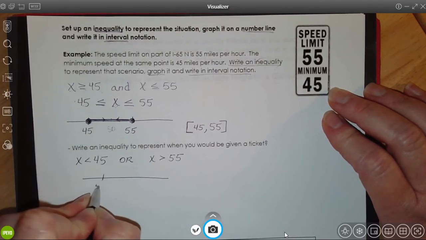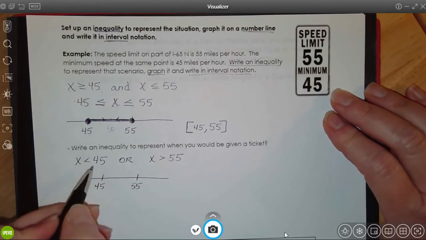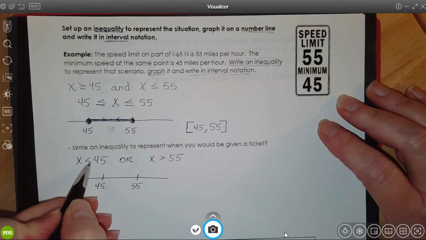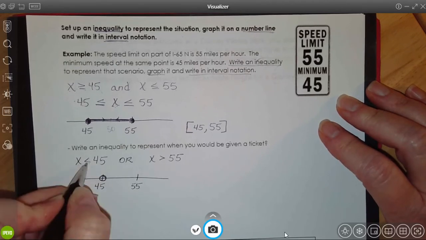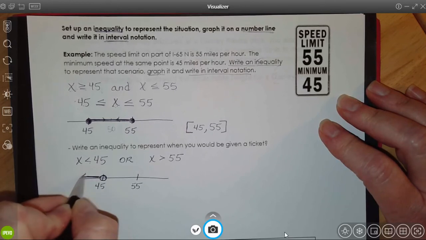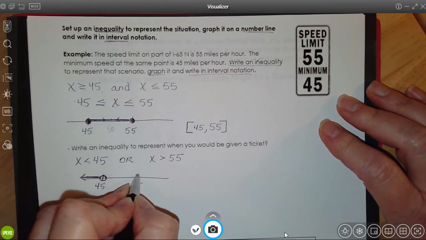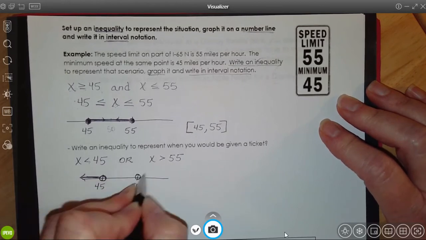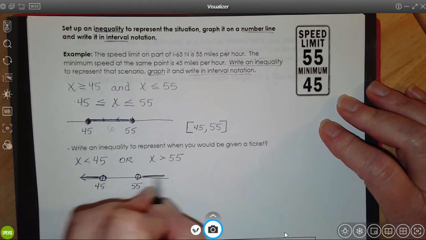So I'm still going to have those two numbers on my number line. But for 45, I do not color in the circle. And it is not open to X, so my arrow will go to the left. And for the 55, I'm going to also have an open circle. And it is open to the X, so I'm going to go to the right.